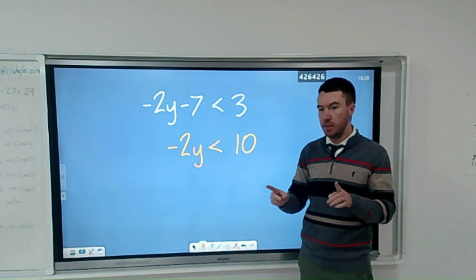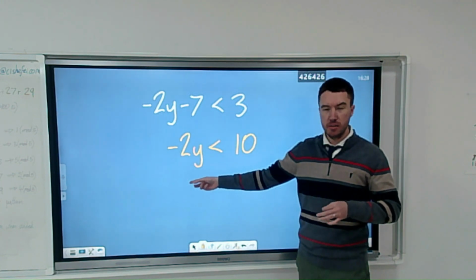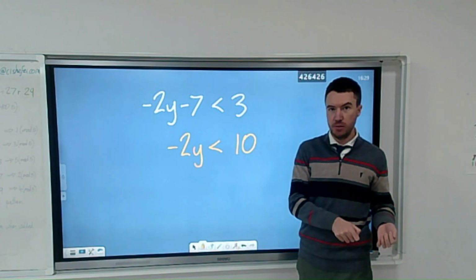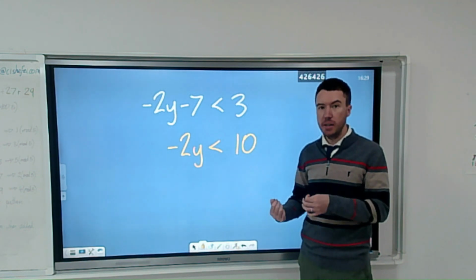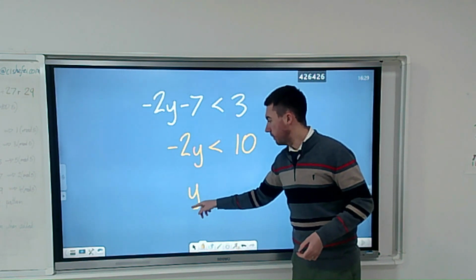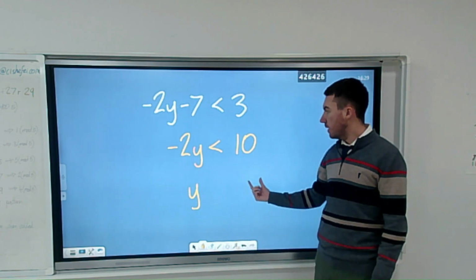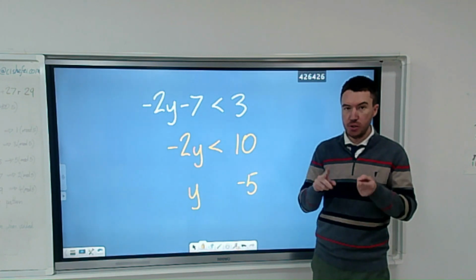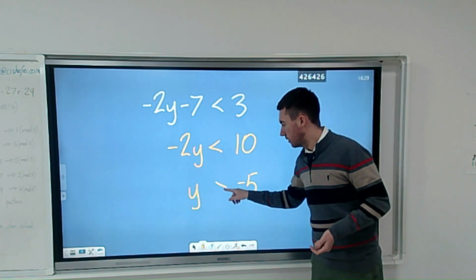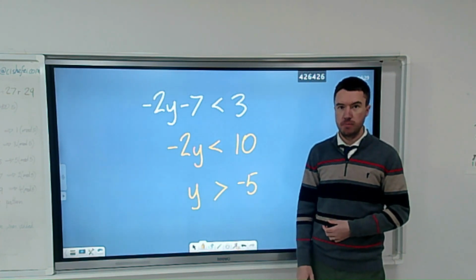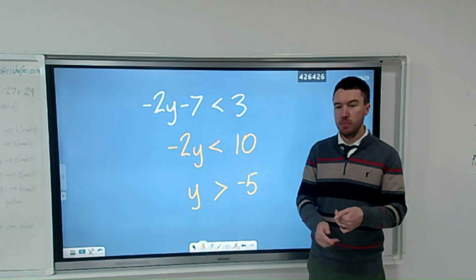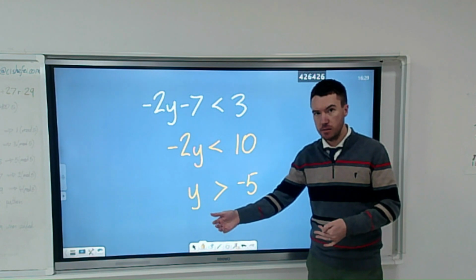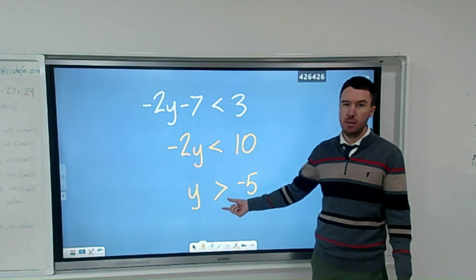But now I need a y over here, because I'm solving for y, the variable. So I need to divide through by negative 2. If I divide through by negative 2, I get y on this side. I get minus 5 on this side, but I have to change my sign to this. So when you are dividing by a negative number or multiplying by a negative number on both sides, you need to change the sign to its opposite.